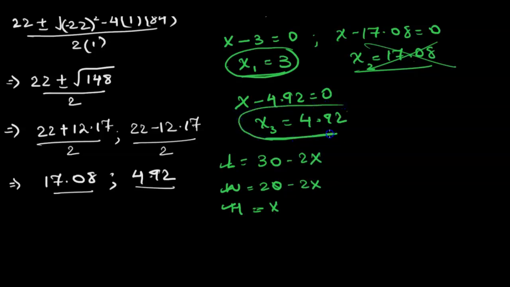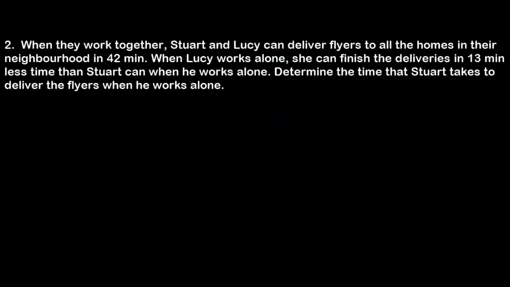So this x value dimension is also possible for the congruent squares. Therefore, the possible values of x are 3 and 4.92. And these two are the solutions for this question. Let's go over the next question.